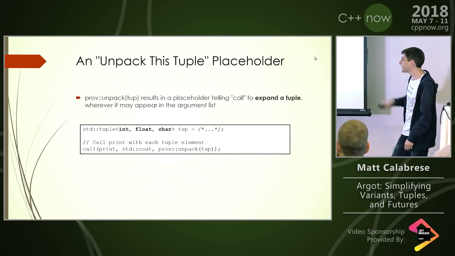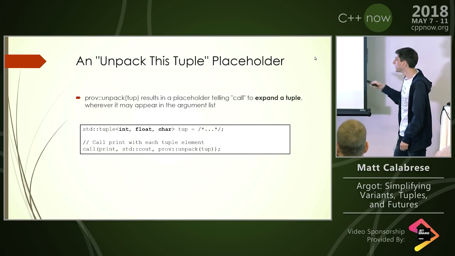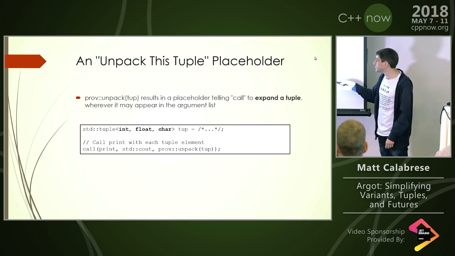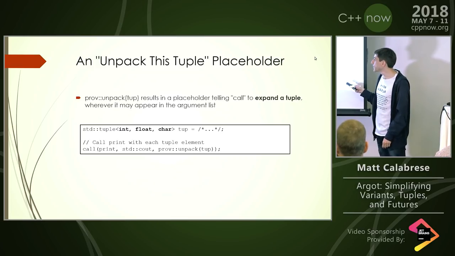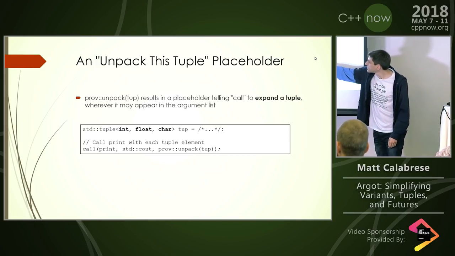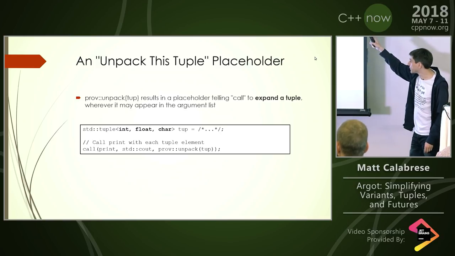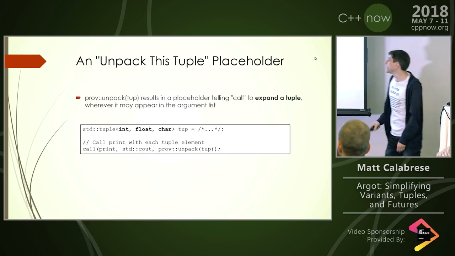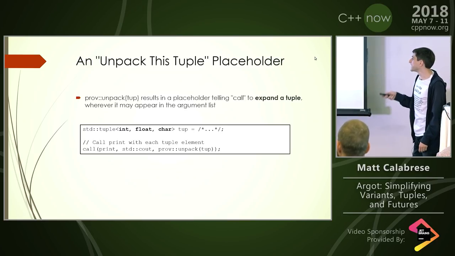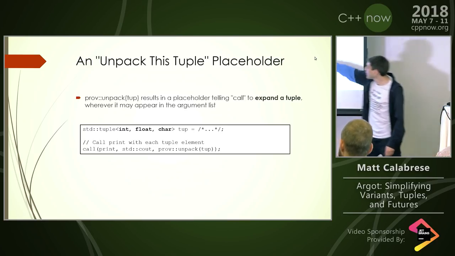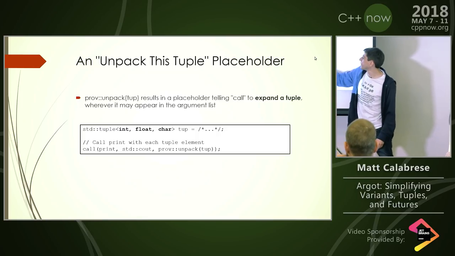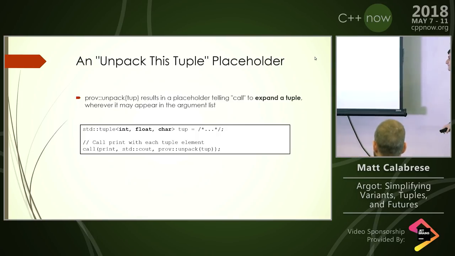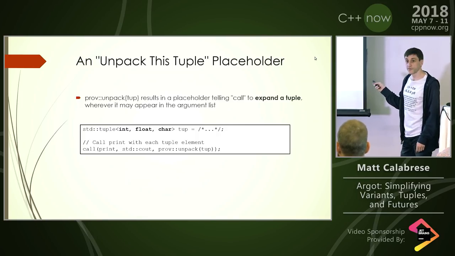So here's an example. If you have a tuple and you invoke call and give it your function object, you pass in std::cout, which is not one of these placeholders, but then you pass prov::unpack tup. What that effectively does is expand out the int, the float, and the char as separate arguments and pass them along to print. Does everybody understand what's going on there?